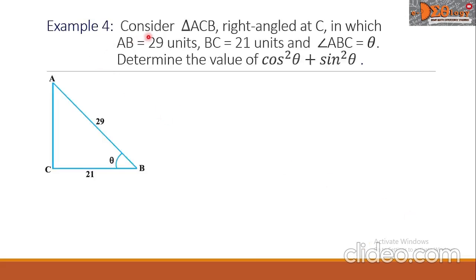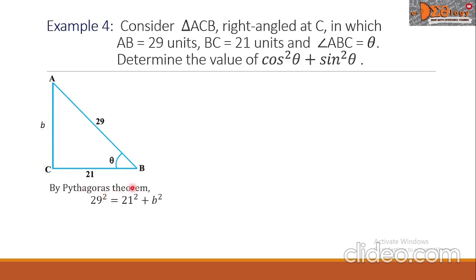Example 4. Consider triangle ACB, right-angled at C, in which side AB equals 29 units, side BC equals 21 units, and angle ABC equals theta. Determine the value of cosine squared theta plus sine squared theta. We have the figure here, and we need to find this side, which we write as small b.